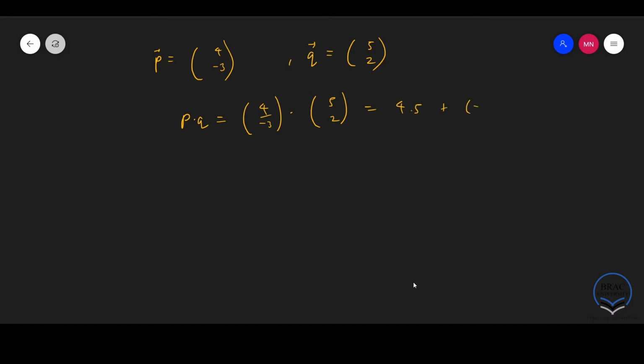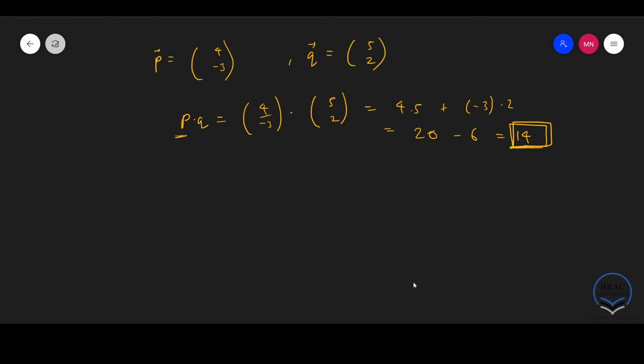Let's say that I have a vector p with the components 4, minus 3, and another vector q with the components 5 and 2. If I take the dot product of these two vectors, I multiply the x components, 4 times 5, plus minus 3 times 2. This is 20 minus 6, which gives me 14. As you can see, we get a scalar quantity, just a real number.